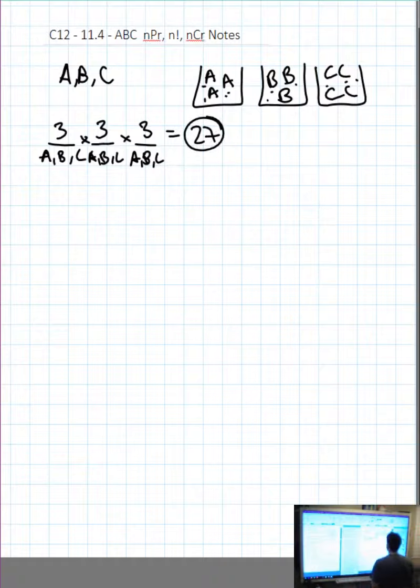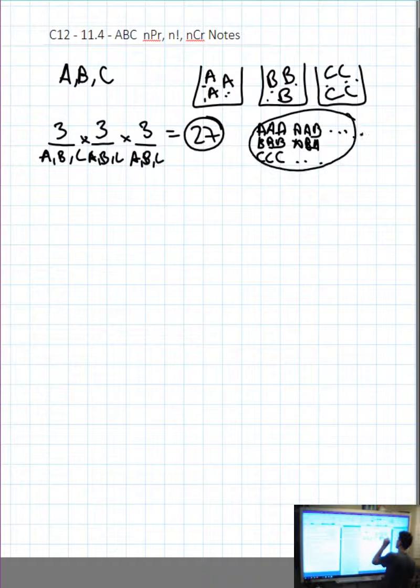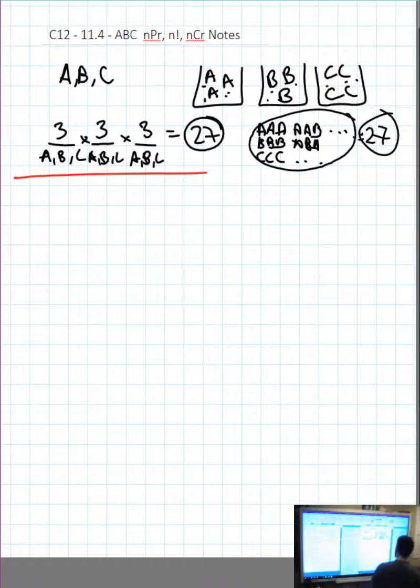27 options. And if you want to look in the notes, you can do A, A, A, B, B, B, and C, C, C, and A, B, A, B, A, etc. And you can see in the notes that I've drawn out all of those, and that's also equal to 27. So lots of different ways we can check our answer. Again, we can do this in so many different ways. I could draw a tree diagram with ABC, ABC, ABC, etc. But either way, those are the 27 options off to the right.